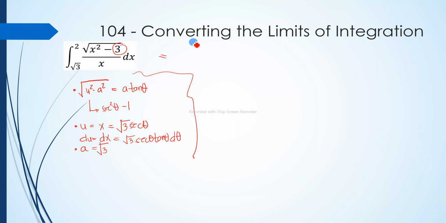So we have a lower limit of square root of 3 and then the upper limit of 2. So how are we going to apply this one?